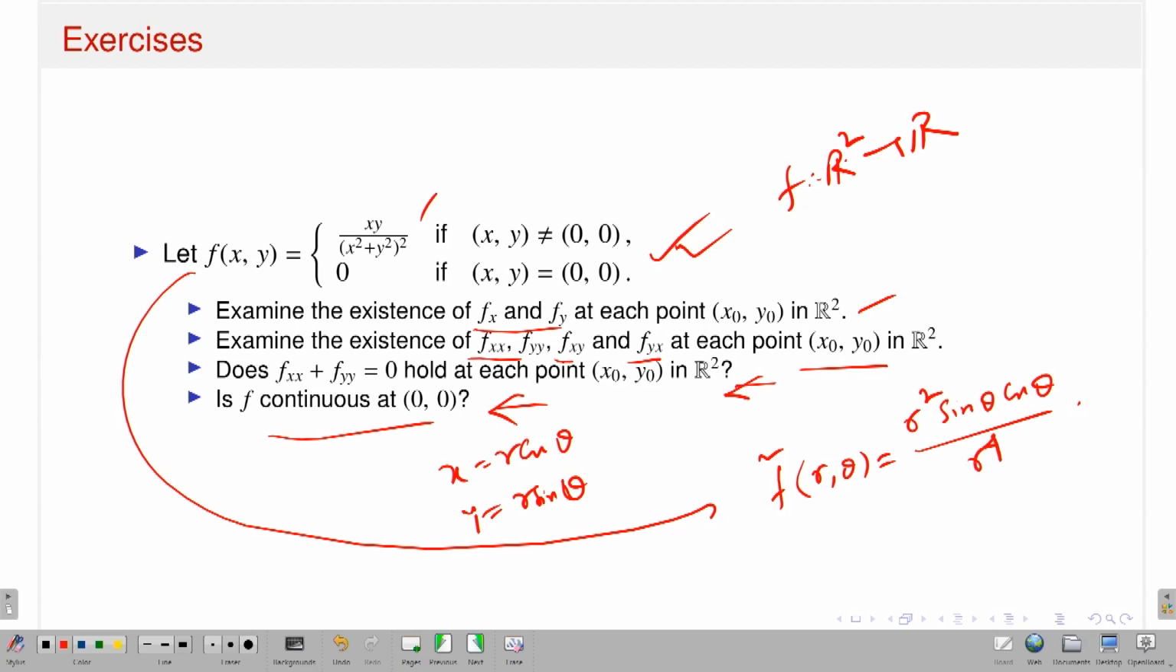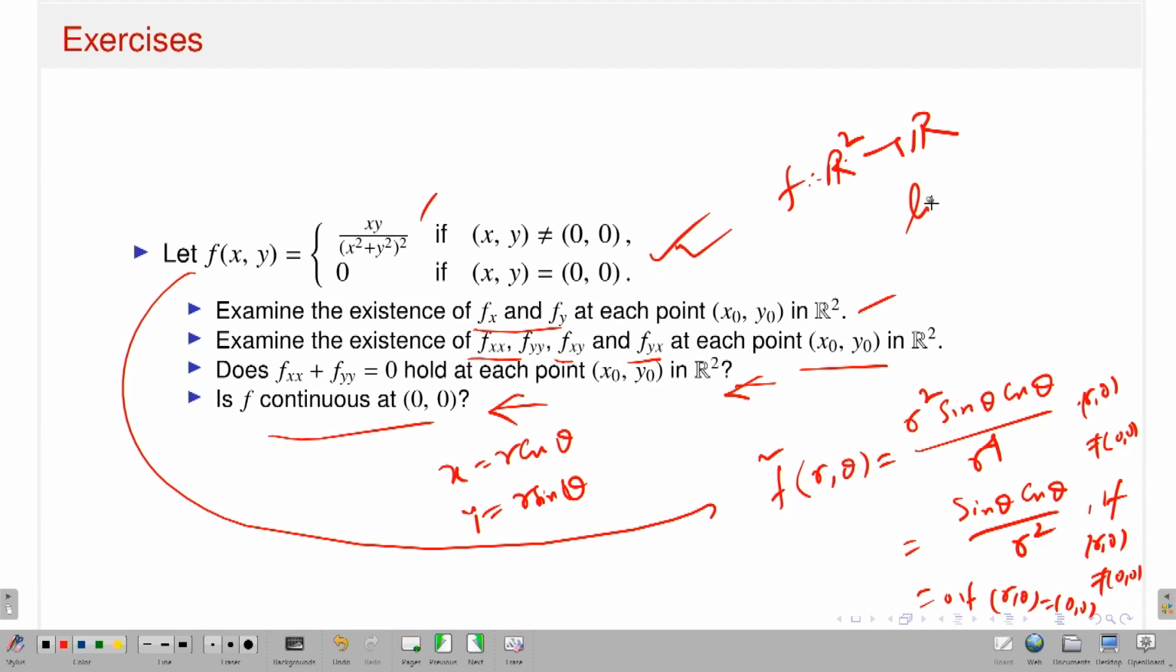If xy is non-zero, that means r and theta are non-zero. And what is this? One r gets cancelled. So this should be sine theta times cosine theta divided by r square if r, theta is non-zero. And of course, if r, theta is 0, 0, that value is 0. So change it to polar coordinates and then talk about the continuity. Then you will see that this limit doesn't exist actually.